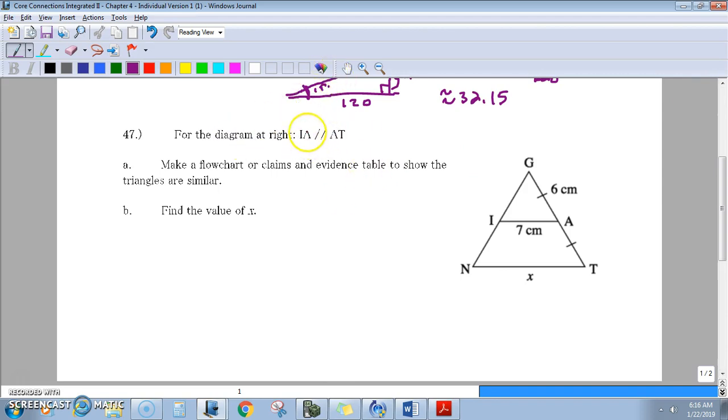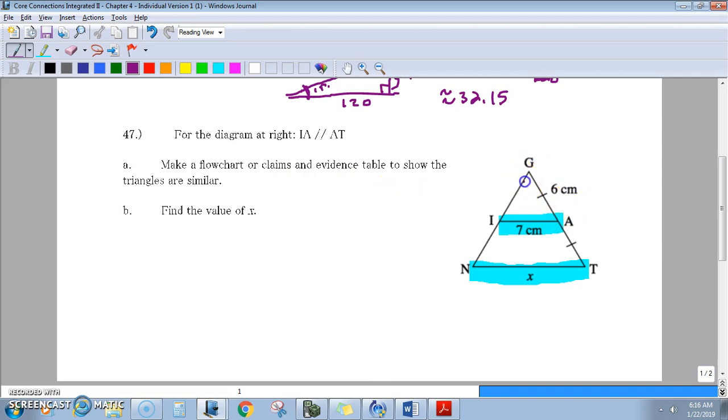Okay, for the diagram at the right, YA is parallel to AT. That's wrong. It's IA is parallel to NT. I hope you guys kind of guessed that. It's my fault. Or the book's fault. Make a flowchart or claims and evidence to show the triangles are similar.